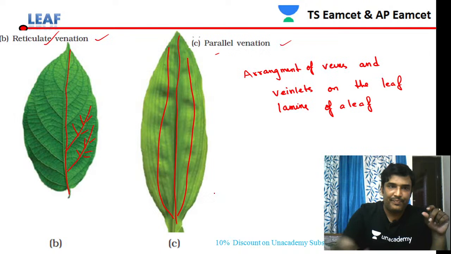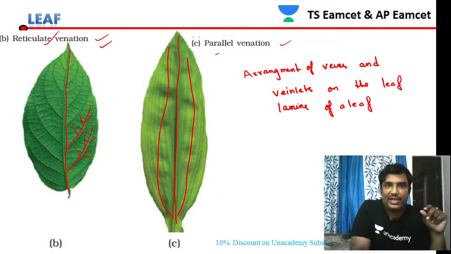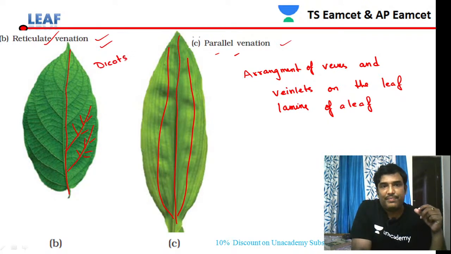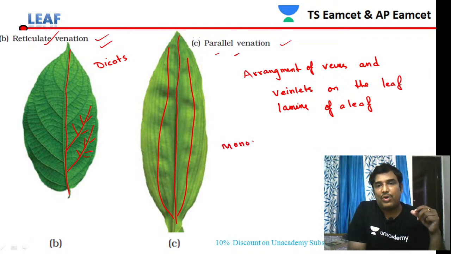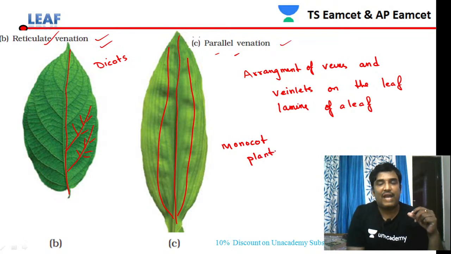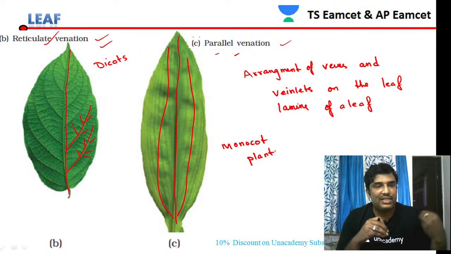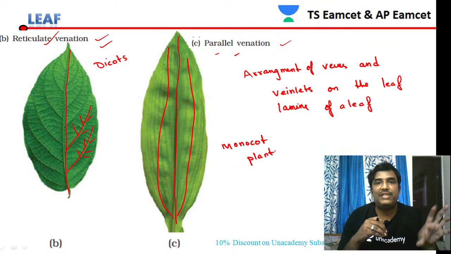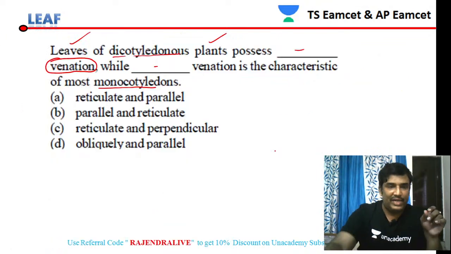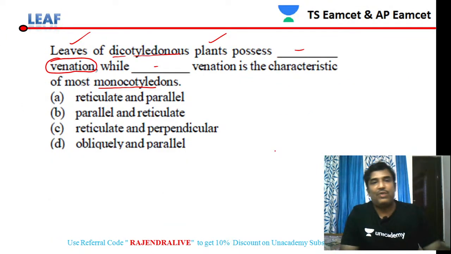So these are the two venations we are seeing here, reticulate venation and parallel venation. Reticulate venation is a characteristic feature of dicot plants, whereas parallel venation is a characteristic feature of monocot plants. Monocot plants have leaves with parallel venation, whereas in dicots the leaves have reticulate venation. So two different types of venation are generally observed. Let us see the question once again so that we can get the answer.